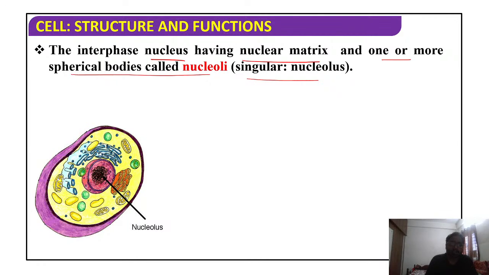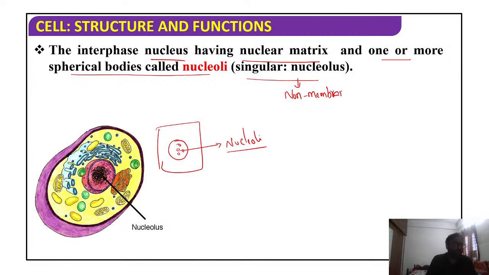Students, this is a cell, and inside the cell is a nucleus. Inside the nucleus you can see small spherical bodies. These small spherical bodies we call nucleoli. Singular, we call it a nucleolus. Student, this is a cell organelle, just like the ribosome. But the ribosome is non-membranous, right? So the nucleolus is also non-membranous. So it is present inside the nucleus.